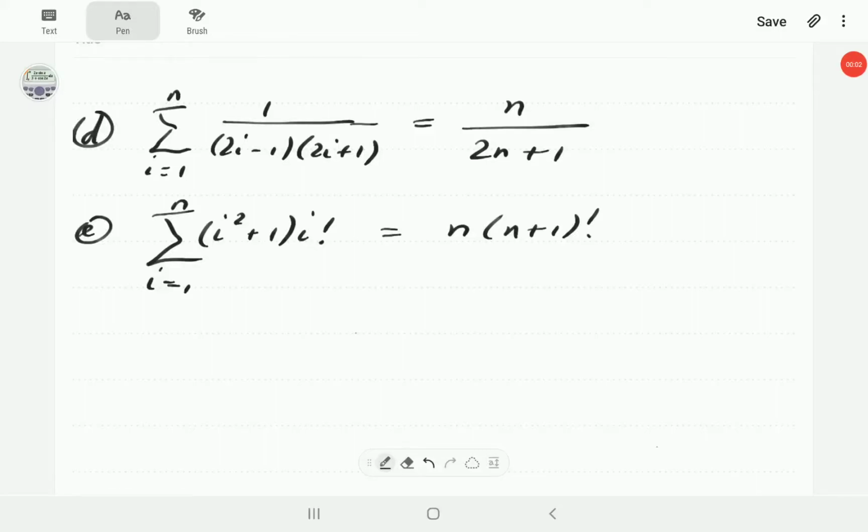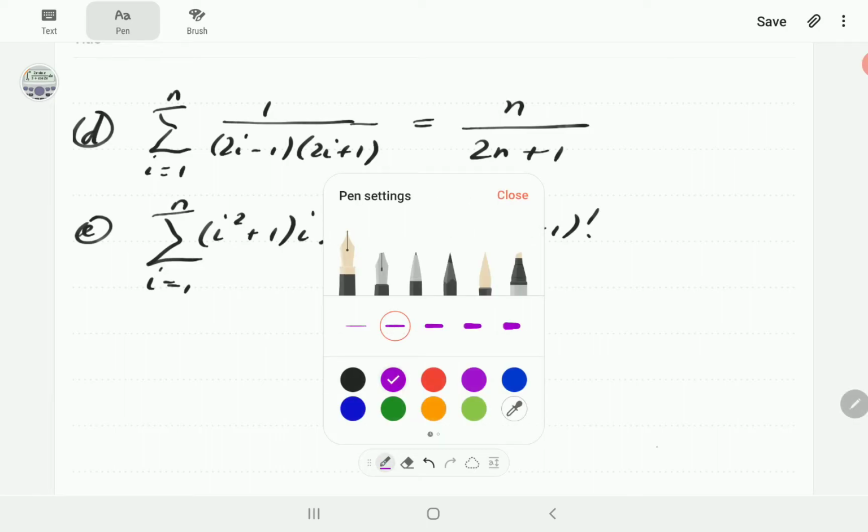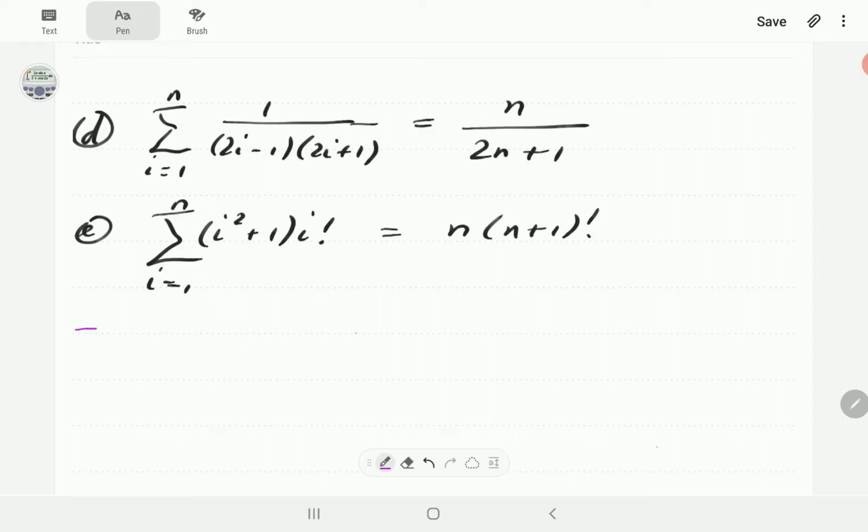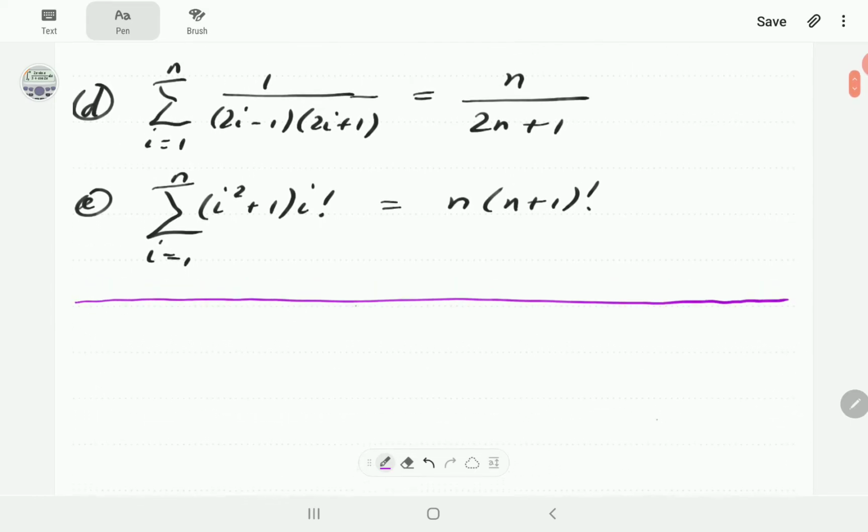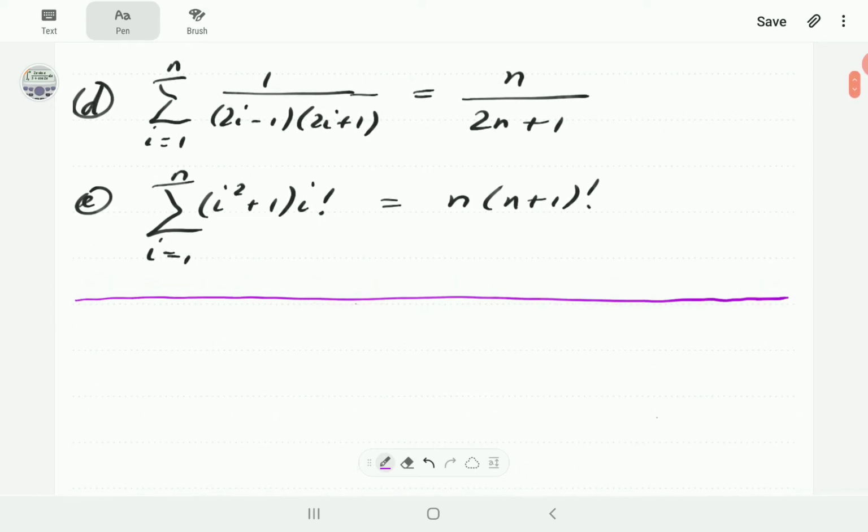Okay, this video is a continuation of examples of mathematical induction that we've been doing. A, B, and C was done in the previous video. We are going to look at D and E here, and then I'm going to give you two examples of your own to exercise your understanding on.